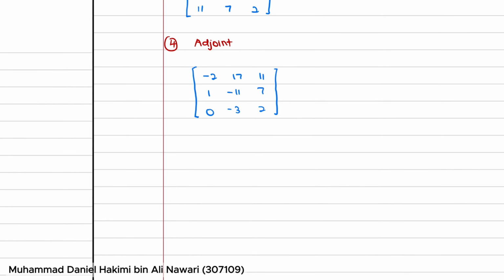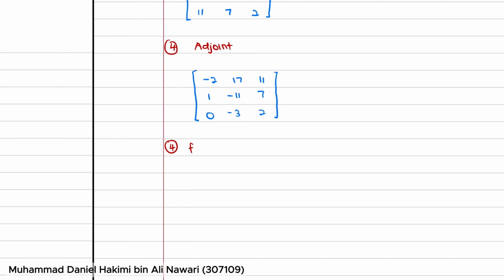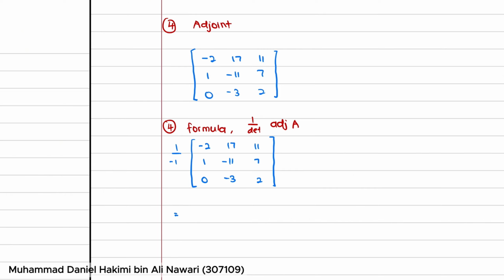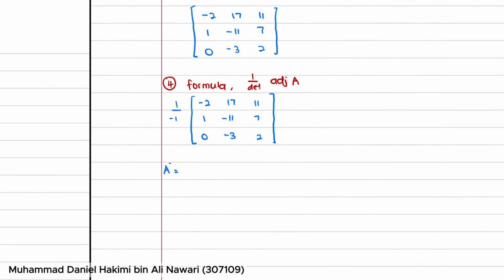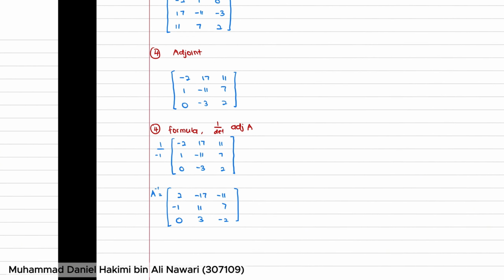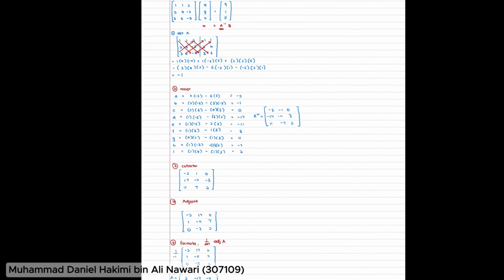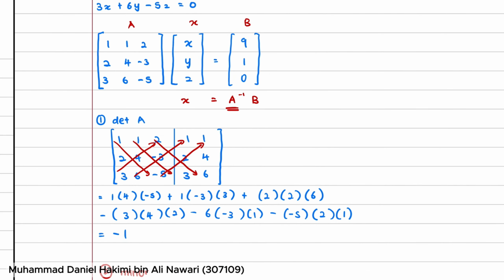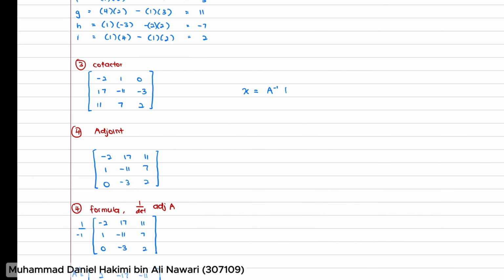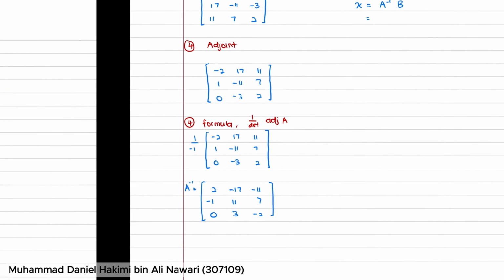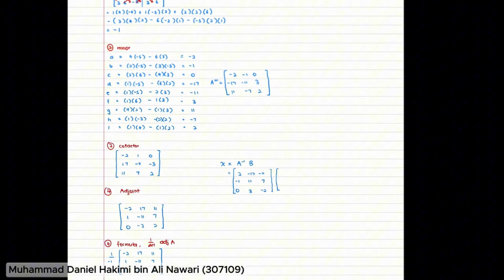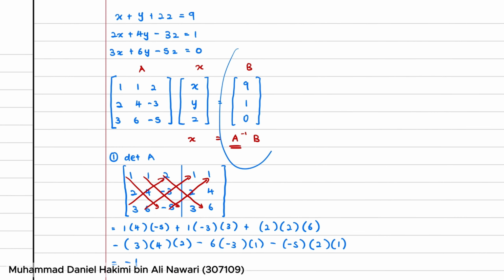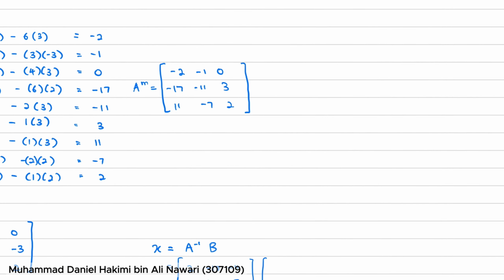And lastly, you put into the formula, which is 1 over determinant times with the adjoint. So you just times and you will get the inverse of A. You have to substitute the inverse, times it with what we did just now, which is this formula. X equals A^-1 B, which is you take the inverse that you got just now and you times it with the value of B that you got. So this is B, and you just times it here.